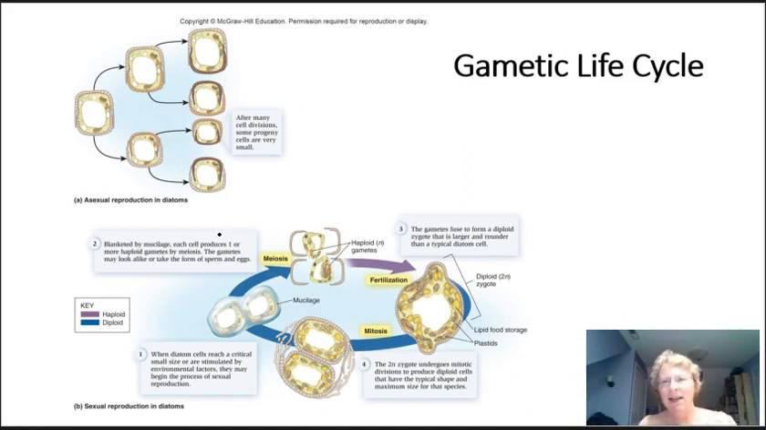Then our last life cycle is the gametic life cycle. In the gametic life cycle, the haploid gamete stage is short-lived. Most of the life cycle is spent in the diploid stage. Diatoms are a good example of this life cycle. So diatoms are diploid. Let's get our diatom here. So diatoms are diploid, and they will divide by mitosis.